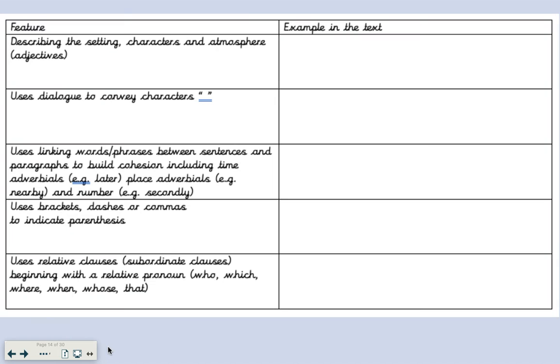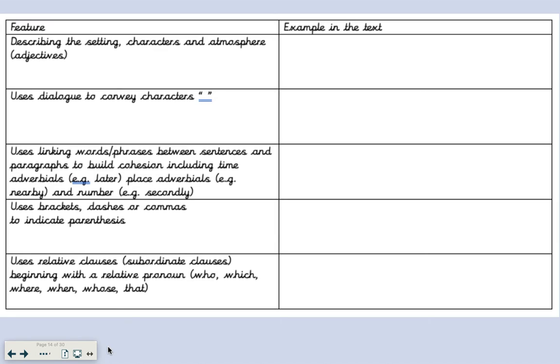Okay? So here we have our features for today. We're going to be looking out for adjectives. Now I'm hoping that that is your answer to the question I have just asked you. And then we are going to be looking at dialogue, so the speech marks, using that to convey characters. Looking at linking words or phrases, so remember our time adverbials that we've looked at with our diary writing, place adverbials when we did prepositions, right back when we did Percy Jackson, if you can remember that far back, when we did our big maps, for those of you that can remember. And also number ones like firstly, secondly, etc.